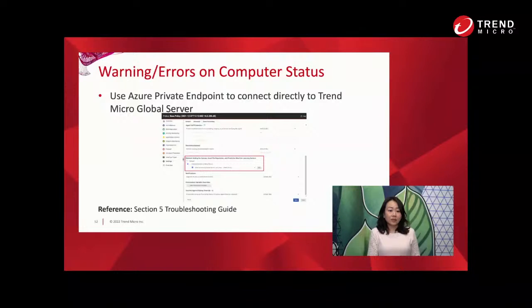Likewise, in Azure, you can click on the policy and use the Azure private endpoint to connect to the Trend Micro global server. In order to do this, you can click on the computer with this issue, go to the settings under General, see the network settings for sensors, Good File Reputation, and Predictive Machine Learning Service. Configure it to use the proxy, which is the private endpoint for your Azure account.